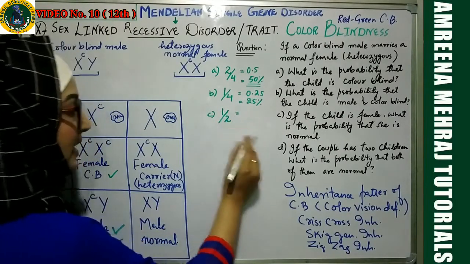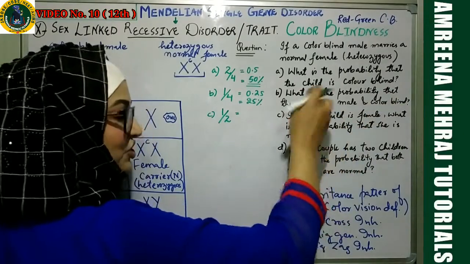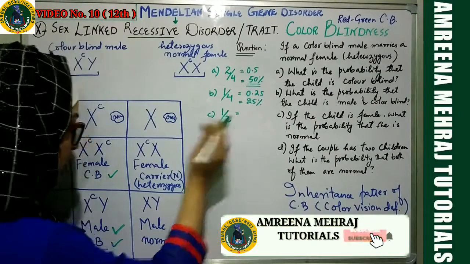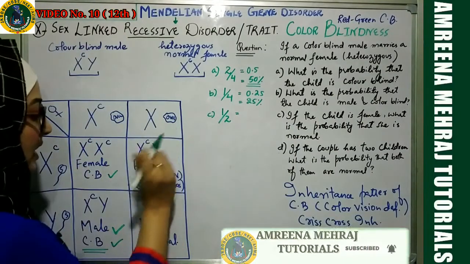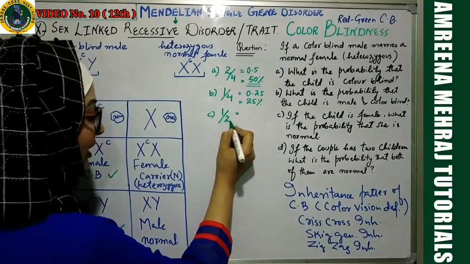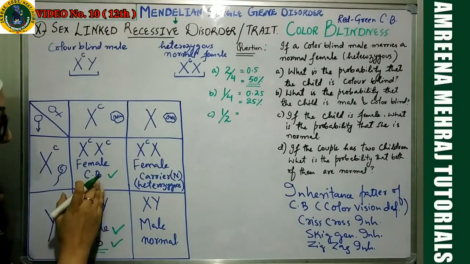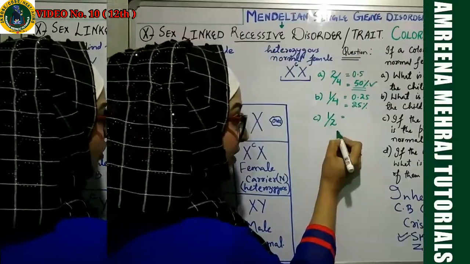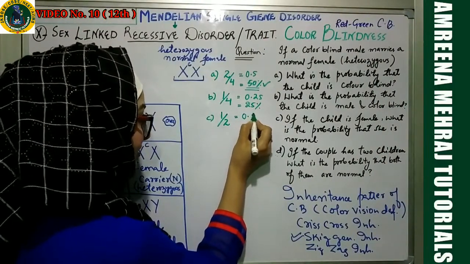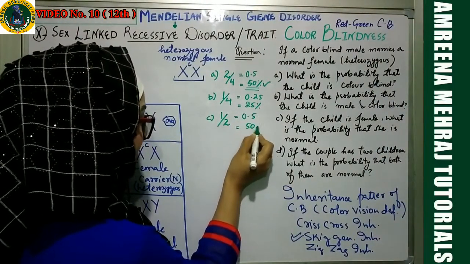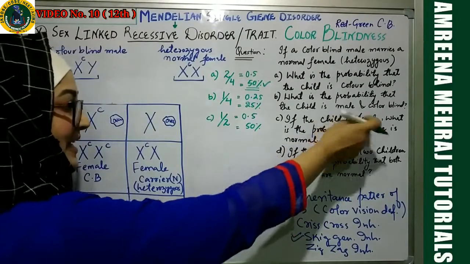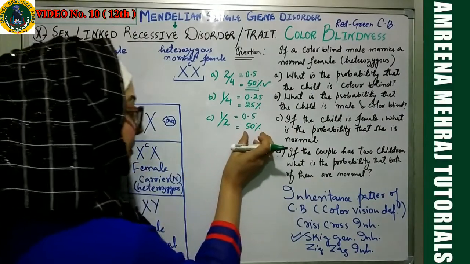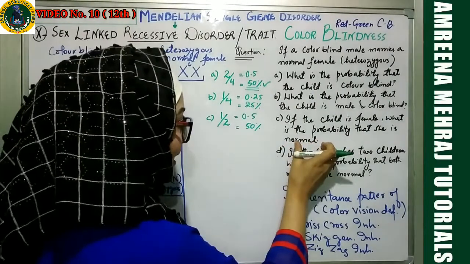There's a probability that 1 among the 2 will be normal. So if the child is female, what is the probability that she is normal? 1 among the 2. Out of the 2 females, 1 is normal. So 1 among the 2 will be the normal female. This is the colorblind female. We're talking about this female, okay? So 1 among the 2, which is equal to 0.5. That is equivalent to 50%. That means if the child is female, then we have 2 females. Of the 2 females, there is 50% probability that the female will be normal.